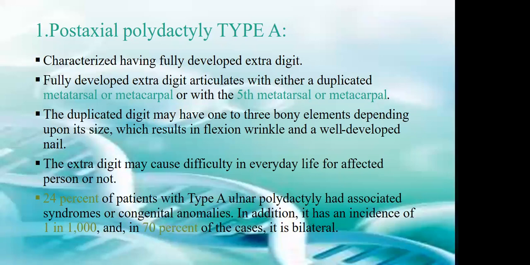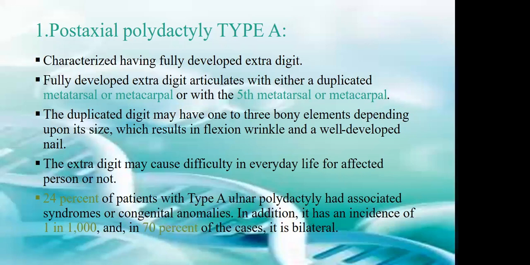So post-axial type A contains an extra finger with bone, and it also contains a well-developed nail. The extra digit may or may not cause difficulty in the affected person's everyday life. It depends upon the formation of the finger. It may be difficult to take something, difficult to grab something, difficult to touch something. It depends upon the person's life.